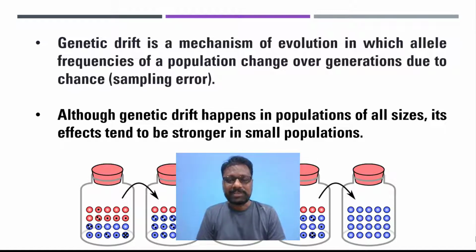Although genetic drift operates in most populations, its effect tends to be very clear and stronger in those populations where the size is very small. So by chance, not by adaptation, it operates in smaller populations as well as larger populations, but its effect is more on smaller populations.